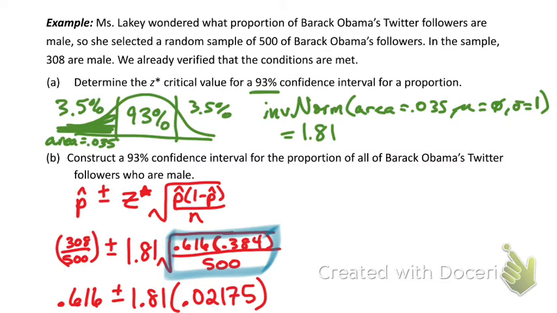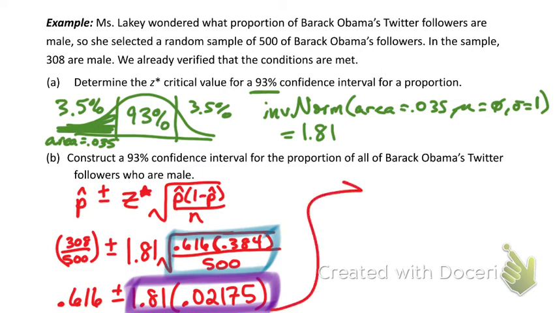I want to point out what parts we have right now. We have the point estimate, which is 0.616, plus or minus the z-star critical value, and we have our standard error now. This is basically the standard deviation of the distribution, and we are going out 1.81 of those standard units in order to capture 93% of the data. Once we multiply these two numbers together, we will have the margin of error. So 0.616 plus or minus, we just need to multiply the z-star critical value times the standard error. That will give me the margin of error. What do you get?